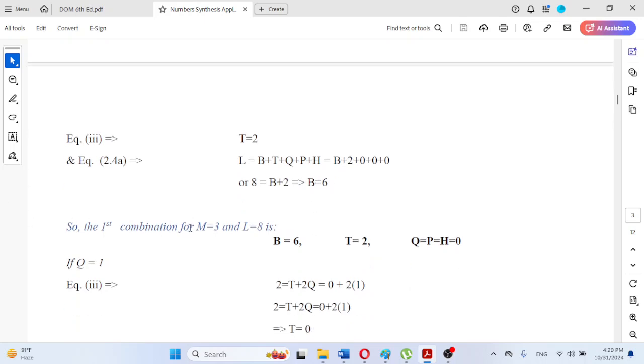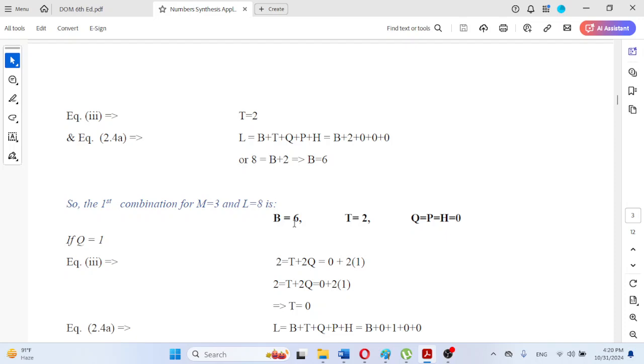So the first combination for m is equal to 3 and l is equal to 8 will be 6 binary links and two ternary links, and all quaternary, pentagonal and hexagonal links will be 0. Means there will be no quaternary, pentagonal or hexagonal links if there are to be a total of 8 links and a 3 DOF mechanism is to be designed. So the first combination for M3 and L is equal to 8 has been obtained.